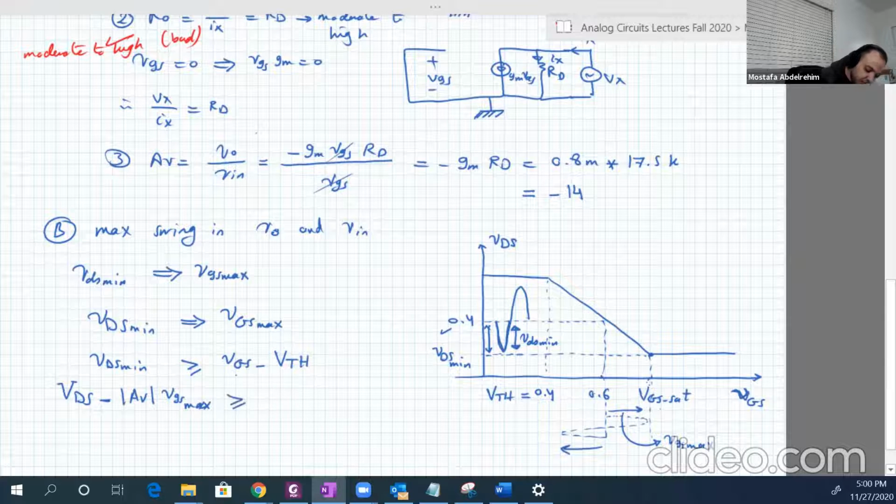Larger than capital VGS, this is VGS maximum here, equal to capital VGSQ, the operating point of VGS, which is 0.6, plus small VGS maximum, minus V threshold.